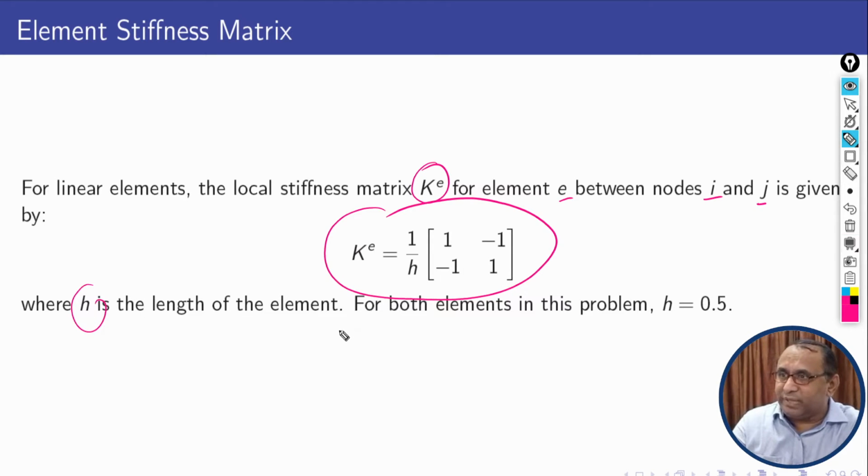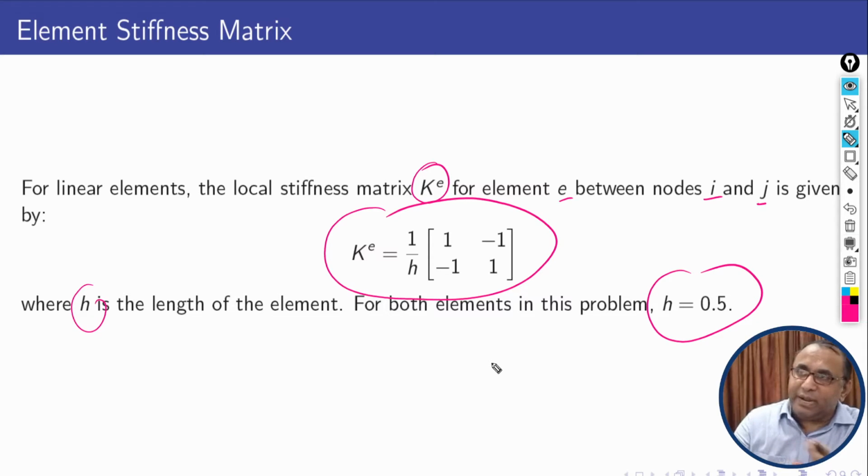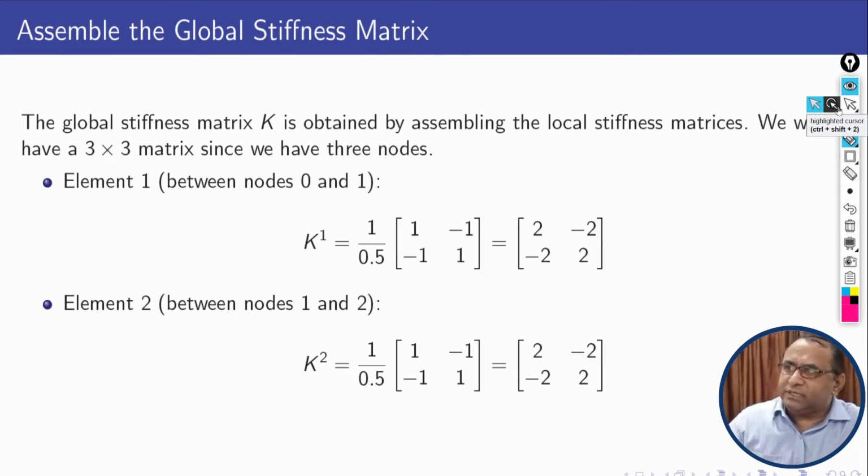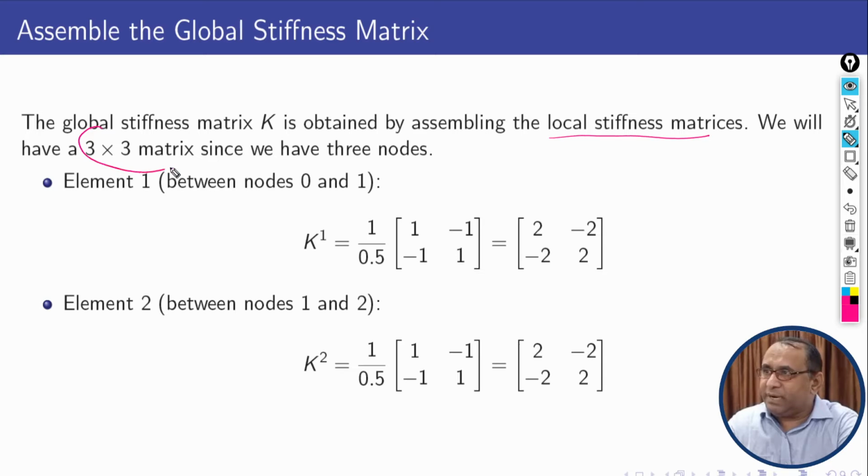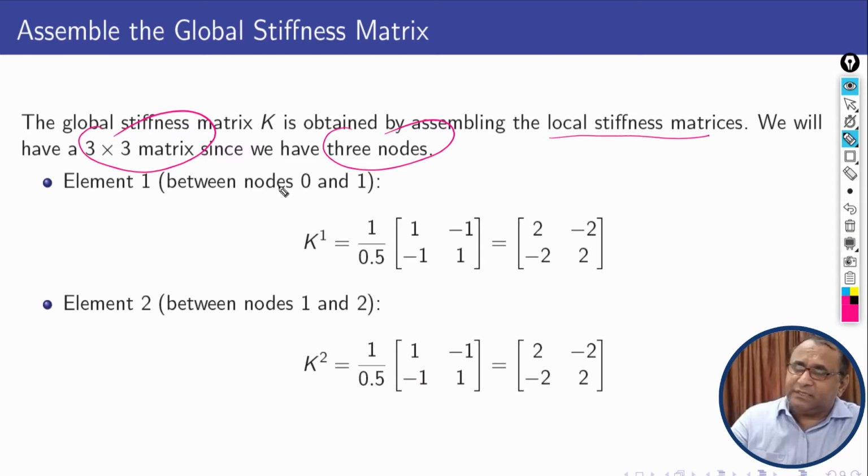h is the length of the element, which we have chosen as 0.5. Whenever we have any local stiffness matrix, we always use this matrix: Ke is equal to 1 upon h times [1, minus 1; minus 1, 1]. The global stiffness matrix K is obtained by assembling the local stiffness matrices, and we will have a 3 by 3 matrix since there are 3 nodes. Keep in mind the order of the global stiffness matrix always depends upon the number of nodes. As you can see here, the nodes are 3. That's why the global stiffness matrix is of order 3 by 3.